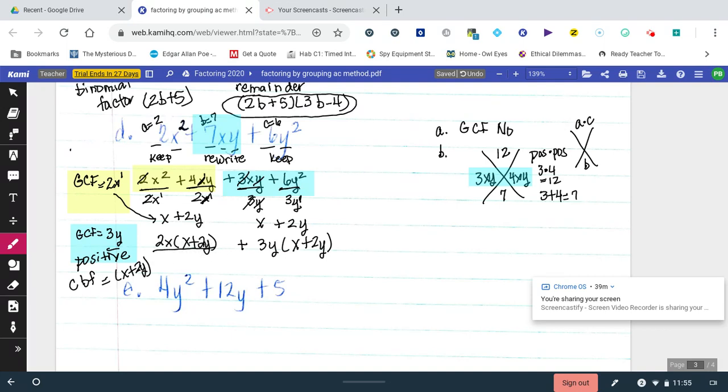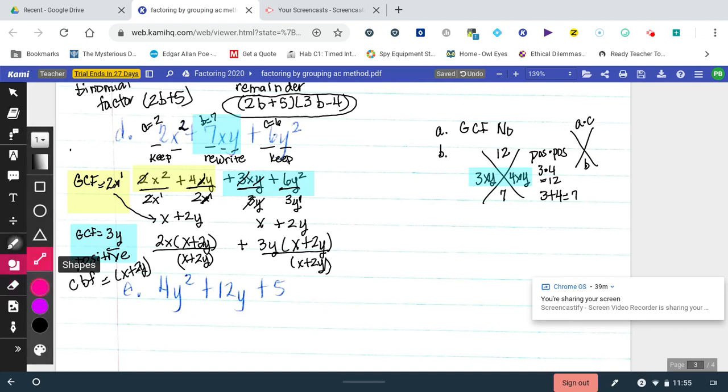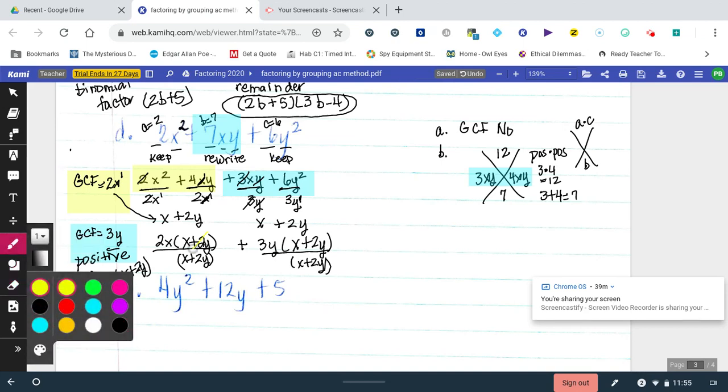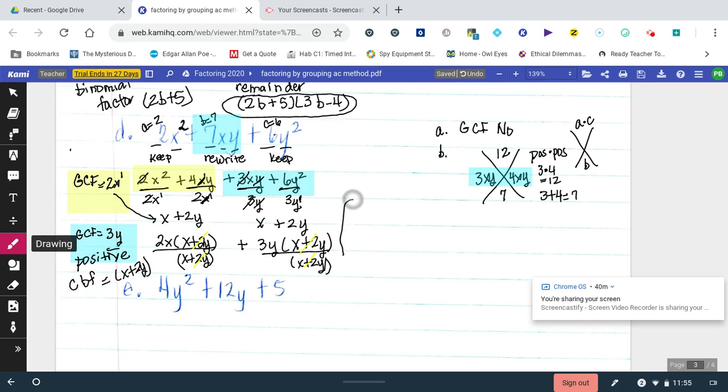So when I divide each piece by x plus 2y, these are going to cancel. This cancels, that cancels, this cancels, that cancels. So I'm going to see my remainder. I'm having to go up here because I'm running out of room. All right, so that's going to leave me with 2x plus 3y. That's your remainder that's left over after you cancel out your common binomial factor.